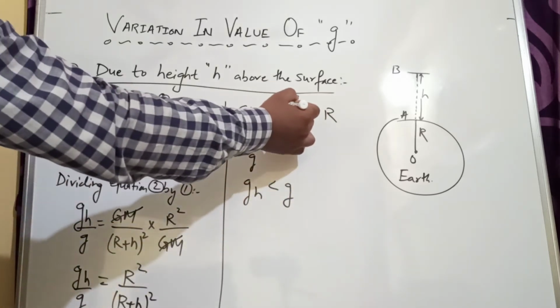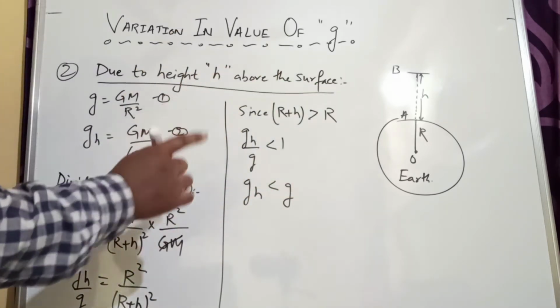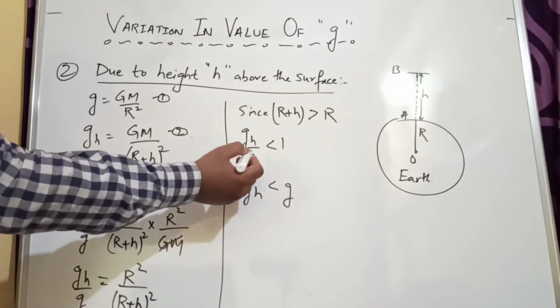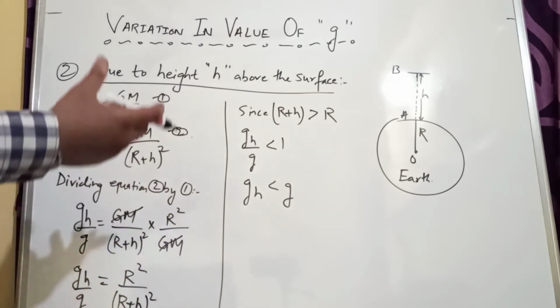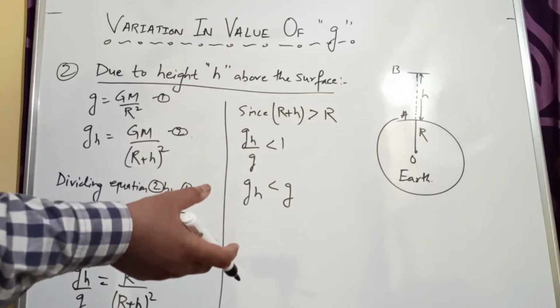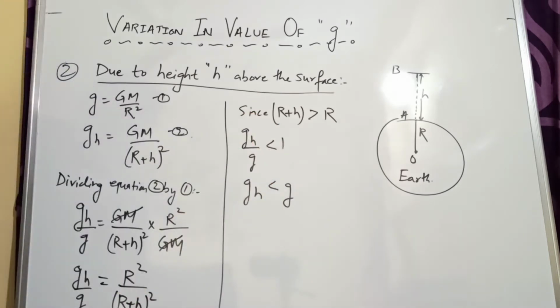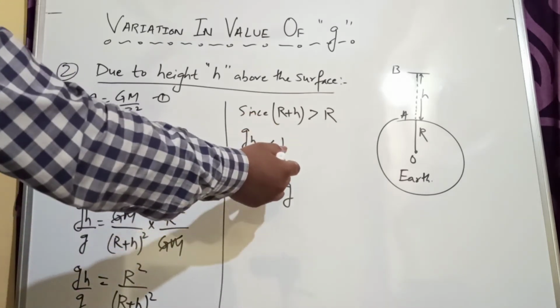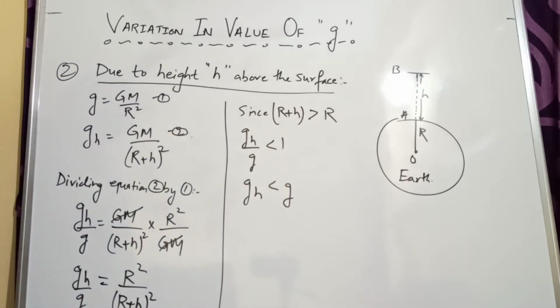Okay, so if this quantity is greater than R, then this value g_h by g will be less than 1, because this value is less and this value is more. So when we are dividing a lesser quantity by a higher quantity, what value do we get? A small value. So g_h by g will be less than 1. Therefore g_h is less than the value of g.